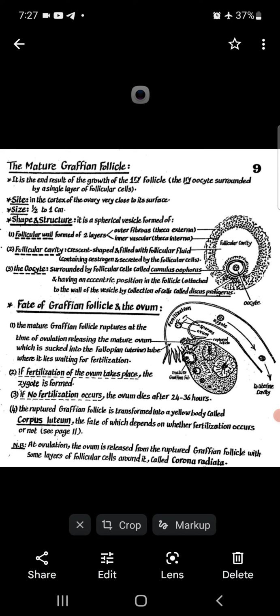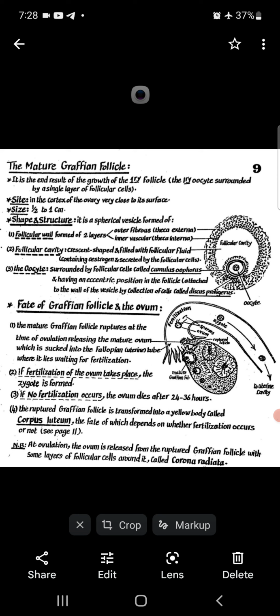Now come to the fate of Graafian follicle and the ovum. What will be the fate of ovum and fate of Graafian follicle? The mature Graafian follicle rupture at the time of ovulation, meaning release of egg. Release the mature ovum which is sucked into the fallopian uterine tube where it lie waiting for fertilization. Now, if fertilization of the ovum take place, the zygote is formed. If no fertilization occur, the ovum die after 24 to 36 hours. This time is important for MCQs.